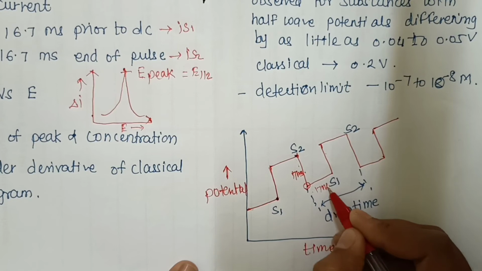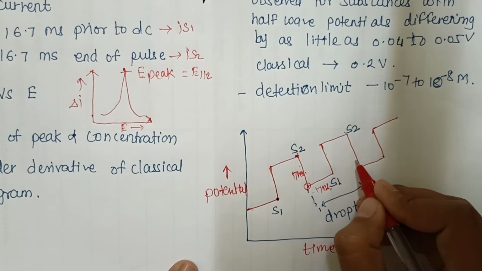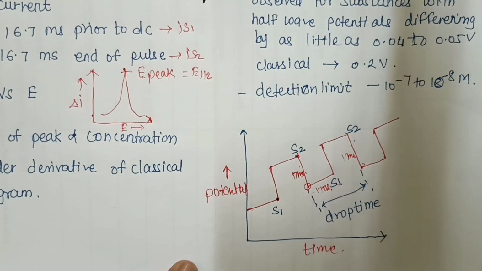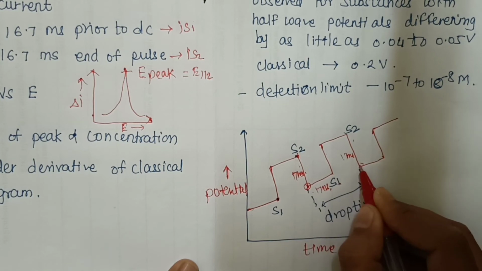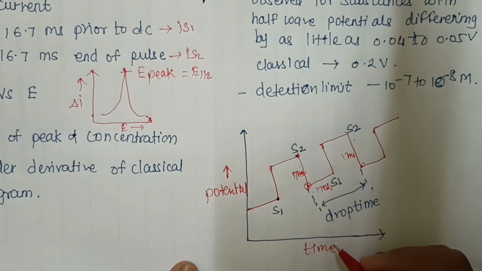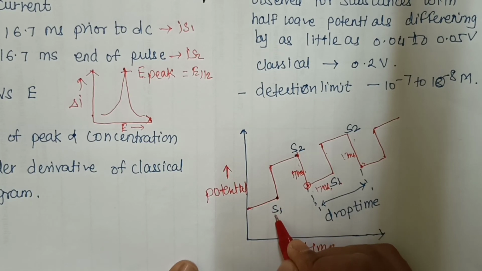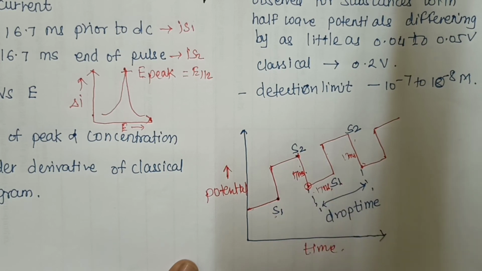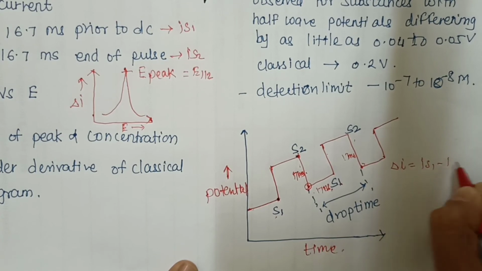After 17 milliseconds, the current is measured at S1. After some time, the mercury drop detaches here, the current at S2 is measured, and the process is continued. So drop time is the difference between this point and this point, and normally it is 3 to 6 seconds, as we have already seen. This is the graph after calculating the current at S1 and the current at S2. The difference, delta I, is IS2 minus IS1.